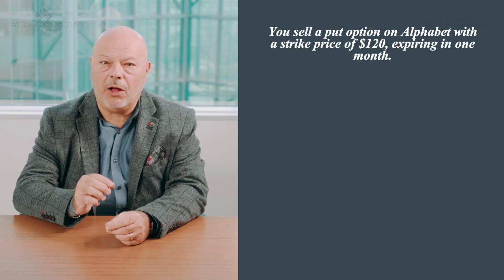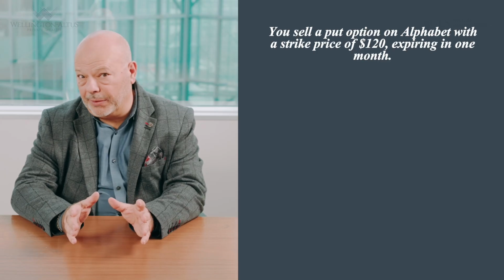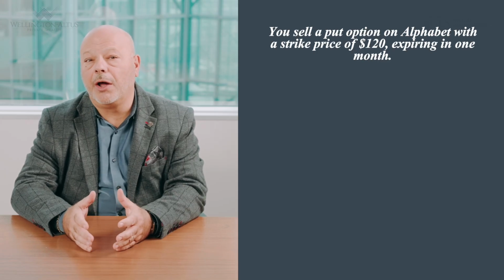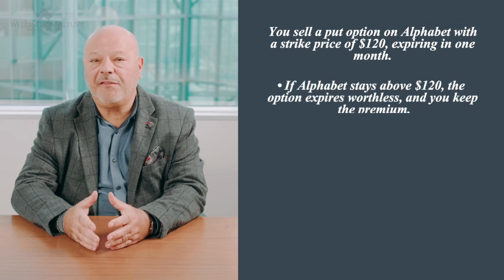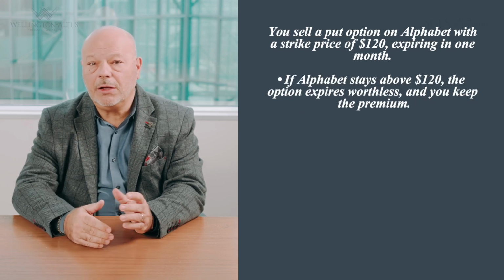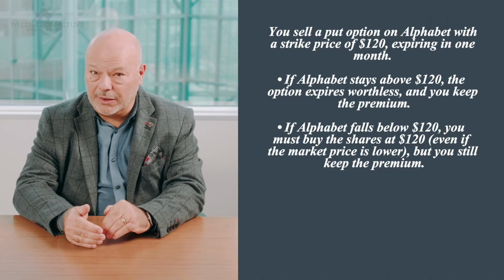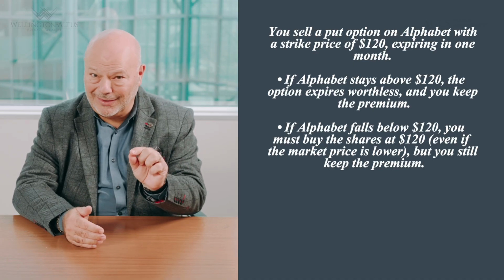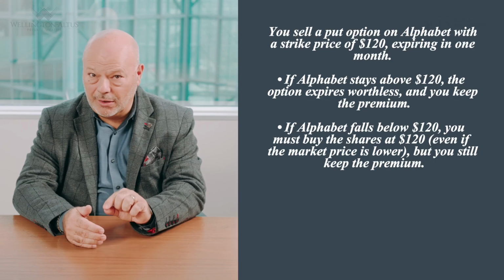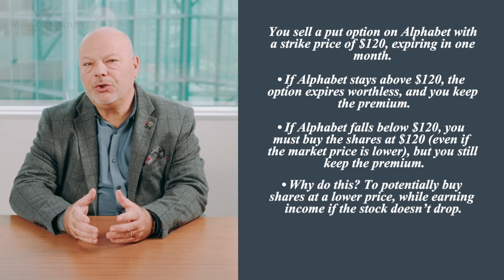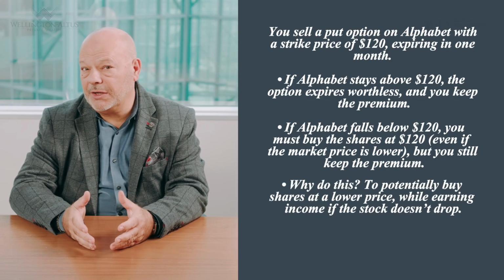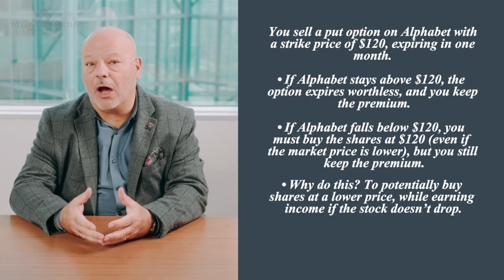Here's a scenario. You want to buy Google shares, but only if the price drops, and you'd like to get paid while you wait. So in this example, you sell a put option on Alphabet, the parent company of Google, with a strike price of 120, expiring in a month. If Alphabet stays above 120, the option expires worthless, and you keep the premium. But if Alphabet falls below 120, you must buy the shares at 120. Even if the market price is lower, you still keep the premium. Why would you do this? To potentially buy shares at a lower price, while earning income if the stock doesn't drop.